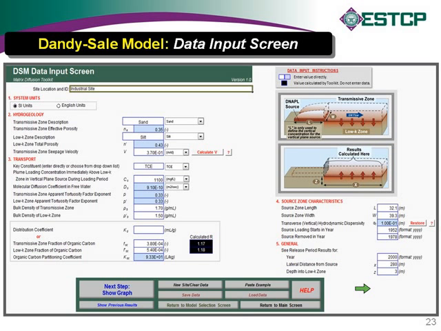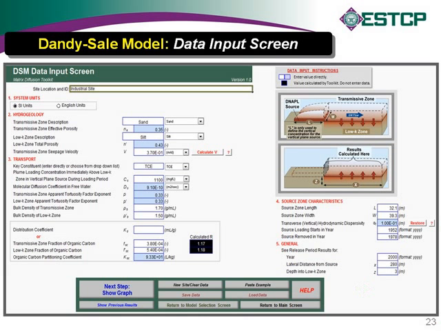So if you want a very fast result, and you're only interested in concentrations in that transmissive zone, the square root model, the simple one, can work. If you really want to try to simulate the movement of these contaminants through these clays and you want to see that vertical distribution, you've got to go to Dandy Sail.